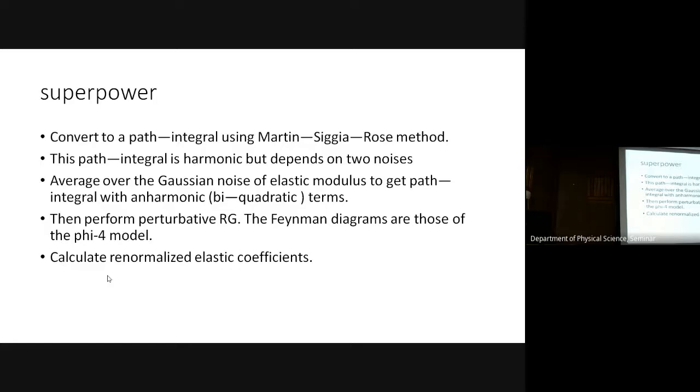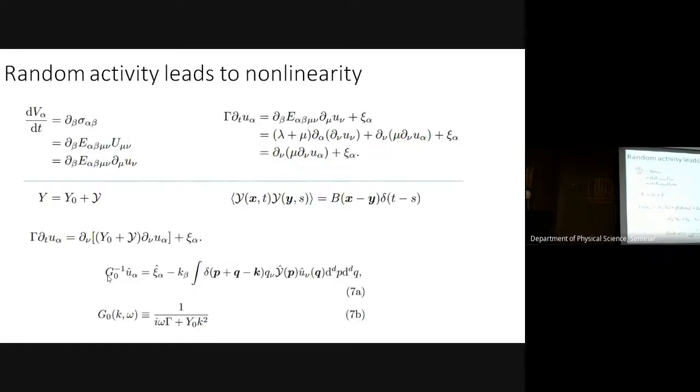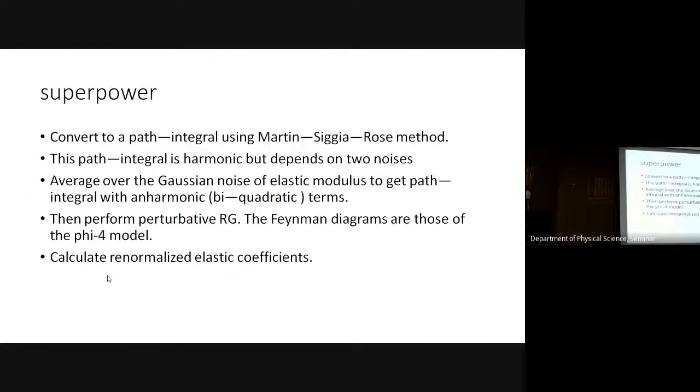I'm assuming the Young's modulus has one part that is constant and another part that is fluctuating in space and time. And I'm assuming that random part has a correlation function. Then I have this kind of partial differential equation. That partial differential equation can be turned into a path integral using the Martin-Siggia-Rose method. This path integral is harmonic, but it depends on two noises.